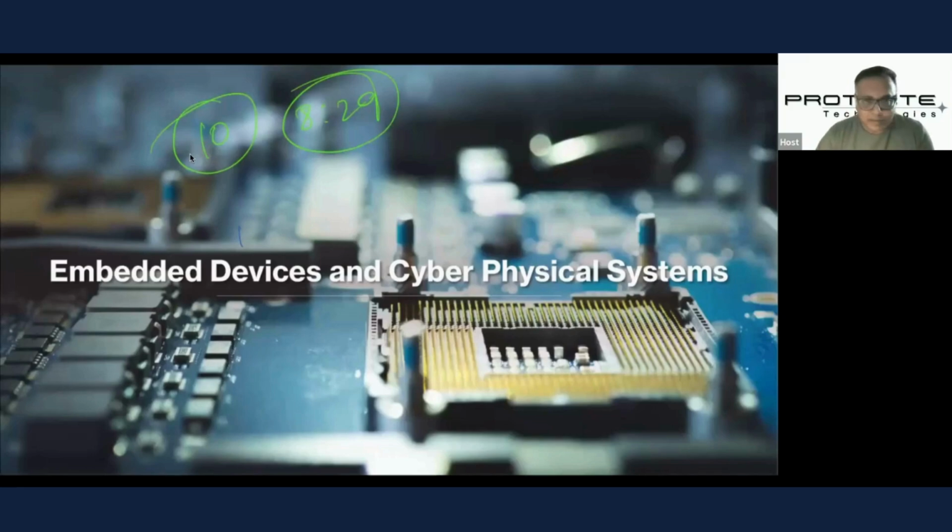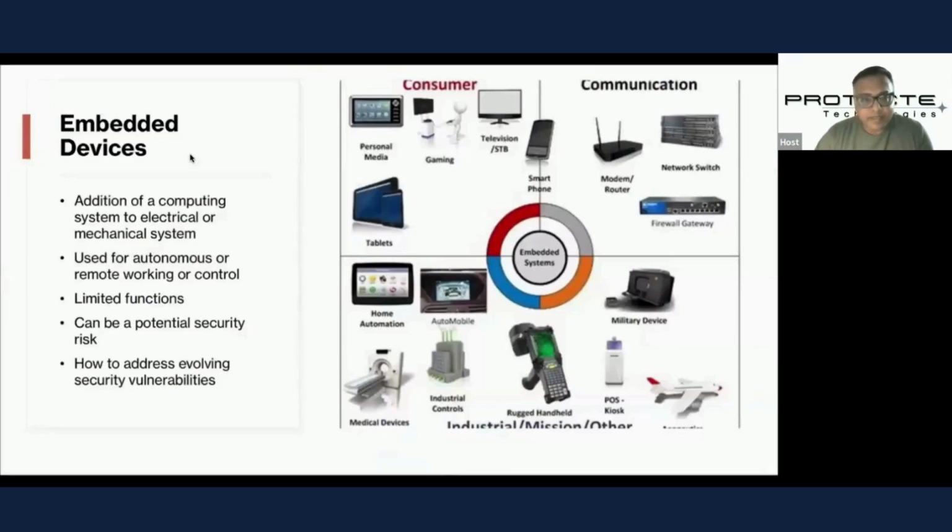Now, there are certain security concerns when we come to embedded devices. Embedded devices are there everywhere, and they are meant for a specific task. The problem is, since they are working on TCP/IP as an interface, and they are meant for a small specific task, they don't have much computing power.